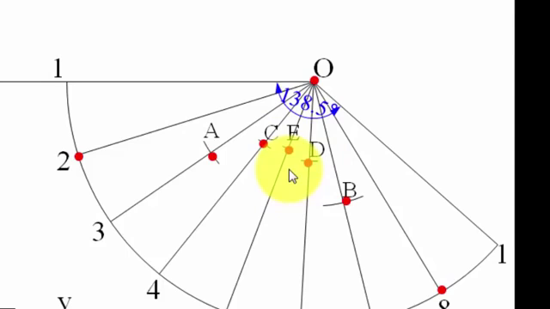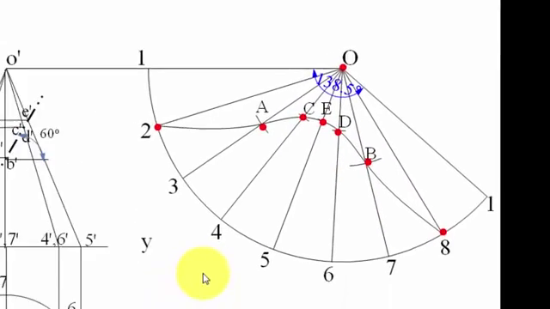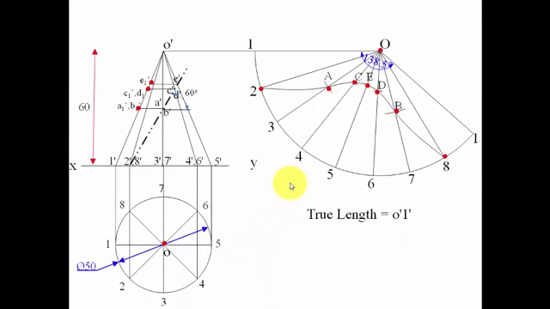Alright guys, the only thing left is to join all these points in the proper sequence with the help of a smooth curve, and finally it should look something like this. So that's the development of the cone over here.